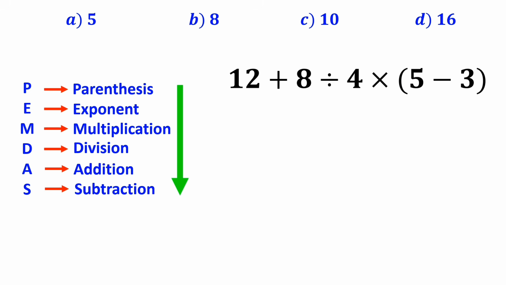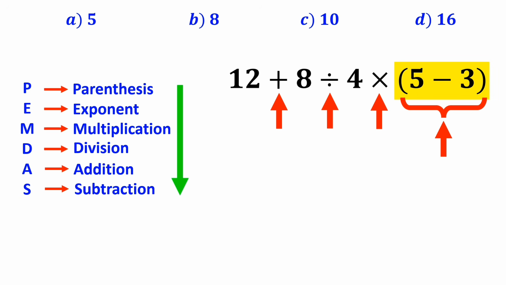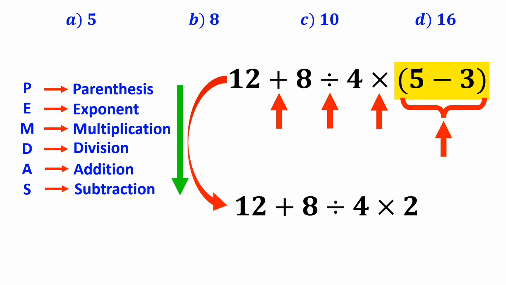Okay, as you can see in this expression, from left to right, first we have an addition sign, then a division, then a multiplication, and finally parentheses. We must start with the parentheses because they have a higher priority than the other operations. So we can write this expression as 12 plus 8 divided by 4 times 2.